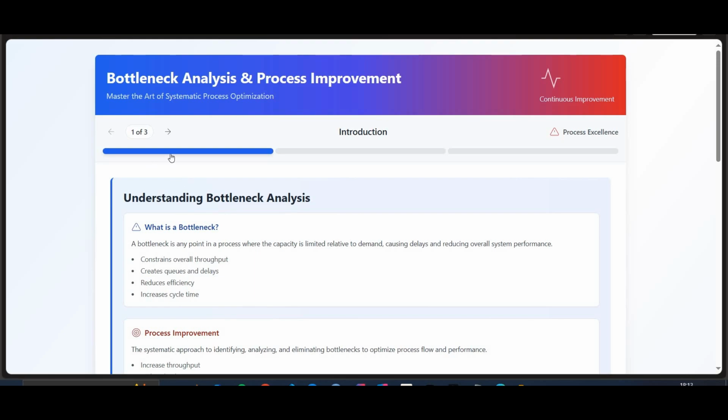Alright, let's start with the basics. When we talk about a bottleneck in a process, what we really mean is a step that slows everything else down. Think of it like the narrowest part of a pipe: no matter how wide the rest of the pipe is, the flow will always be restricted at that point. In operations, this shows up when demand is higher than the capacity of a specific step, and as a result, you get delays, work piling up in queues, lower efficiency, and longer cycle times overall.